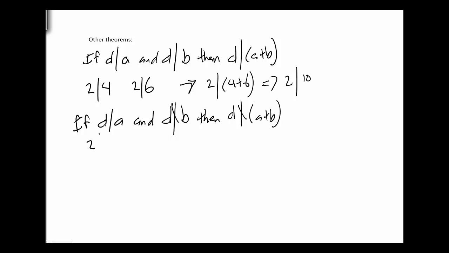Alright, so let's go 2 divides into 4. And 2 does not divide into 3. I think we all agree that's true. Alright, so let's consider 4 plus 3. So if I add those two numbers, 4 plus 3 is 7. Does 2 divide into that? Nope. So it's true. If it doesn't divide into one of them, then the sum of them is not going to go into it either.